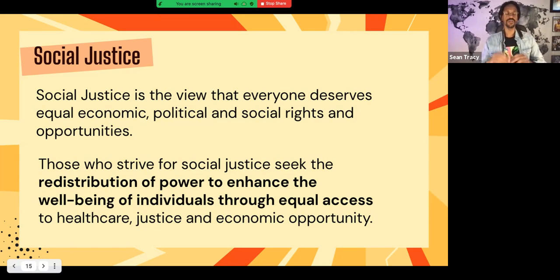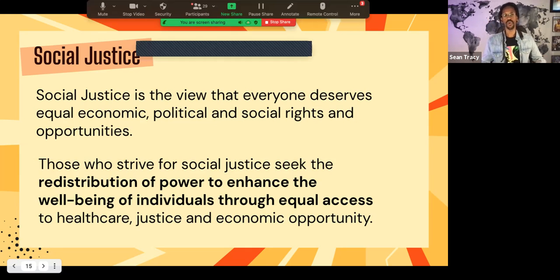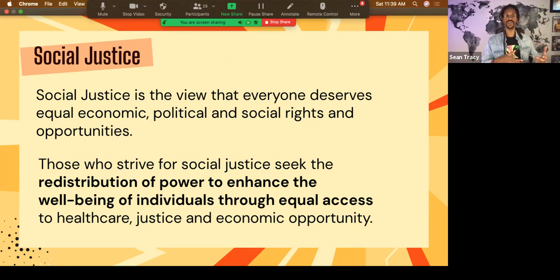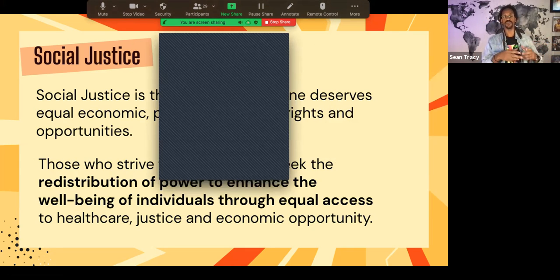When we look at social justice, one of the main focal points of this topic, the main thing we try to get young people to focus on is that everybody deserves equal opportunity, economically and politically. Rights, opportunities, and access need to be equal across the board. And when we look at why some people get justice and some don't, it's all about the redistribution of power.